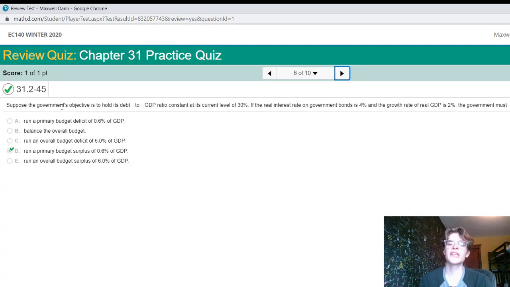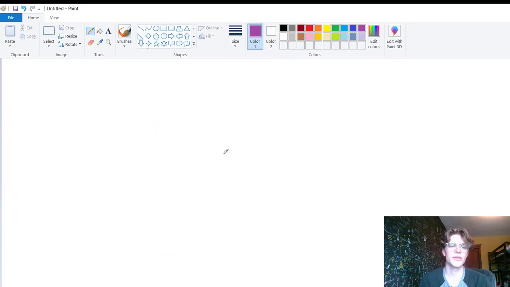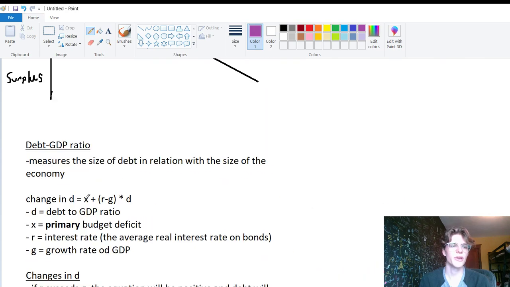Suppose the government's objective is to hold its debt to GDP ratio constant at its current level of 30%. If the real interest rate on government bonds is 4% and the growth rate of real GDP is 2%, the government must... This is another formula. So we'll go down to that formula somewhere. Here we go. So this is the formula here, where D is the debt to GDP ratio, X is the primary budget deficit, which is just G minus T.